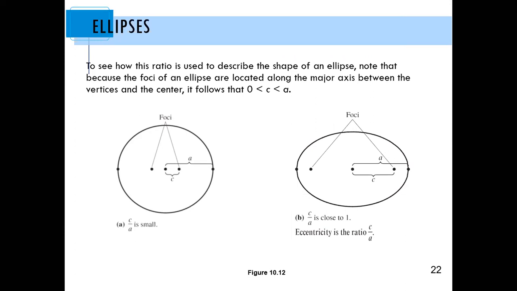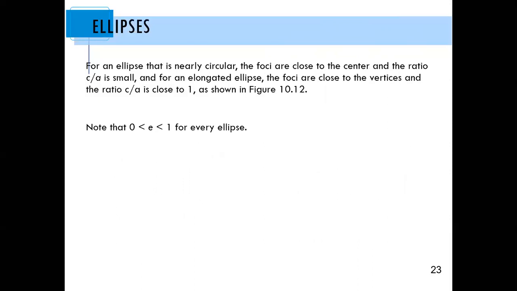If the eccentricity is 0, what do we have? A circle. If the eccentricity is really close to 1, what do we have? You have a really squatty looking ellipse. Does that make sense? A really, really dramatic oval looking ellipse. That's interesting. For an ellipse that is nearly circular, the foci are close to the center and the ratio is small. For an elongated ellipse, the foci are close to the vertices and the ratio is close to 1, as we just saw in that previous figure. And the eccentricity is always trapped between 0 and 1, as we just said.